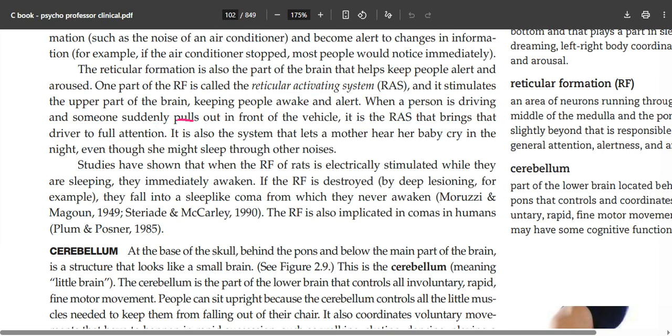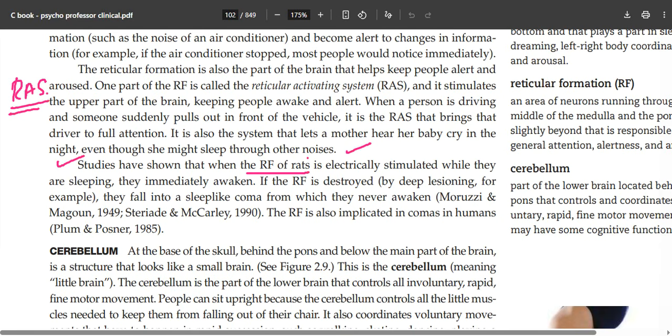And this is a good one, they can ask you simply. I have seen papers where they are asking about this thing only. Which of the following will help when a mother hears her baby cry in the night even though she might be asleep through the other noises? This is what you have seen happening. Why? Because of the RAS. So now you know two functions of your reticular activating system. And done, we are done with this.